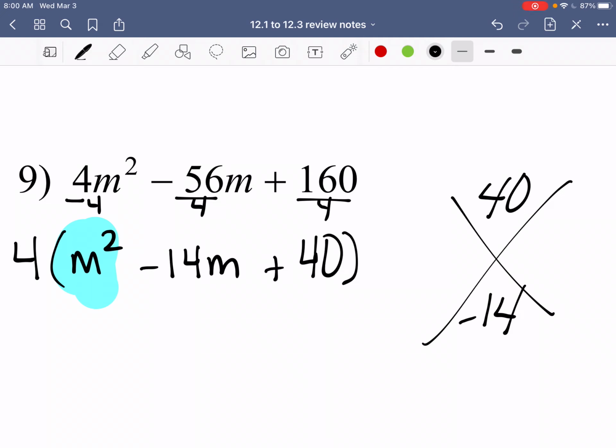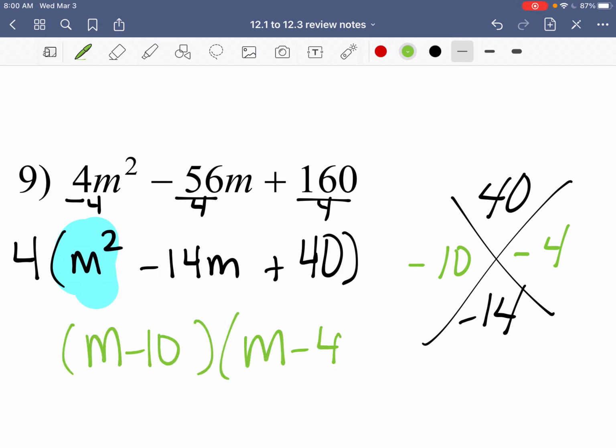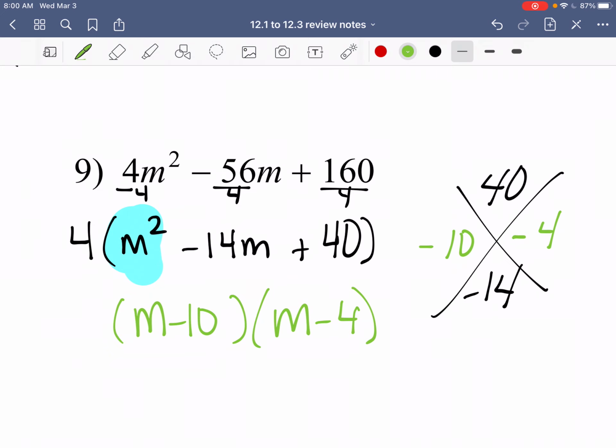The factors that are going to multiply to be 40 to add to be 14 are 10 and 4. And if I'm adding them and they're both negative when I add them, they both need to be negative. So my factors are m subtract 10 and m subtract 4. And again, the GCF of 4 needs to be part of the answer.